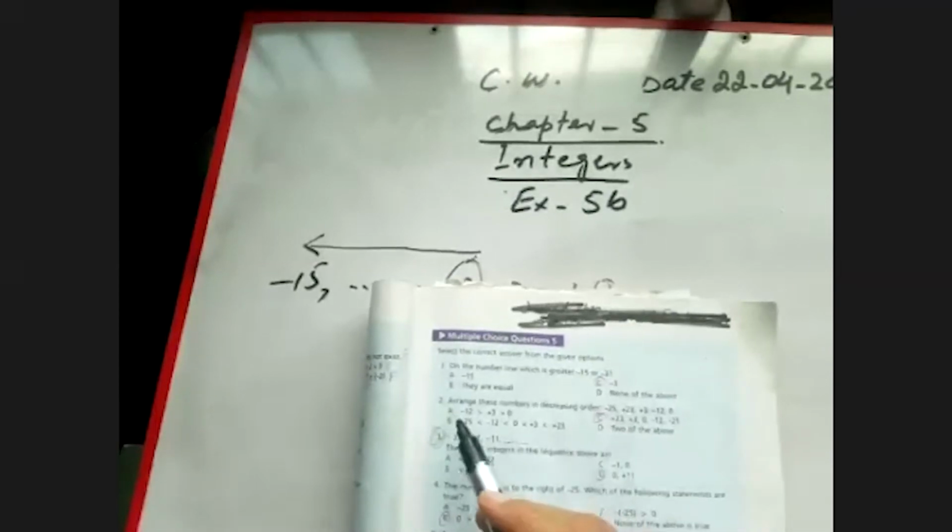Then the second part is arrange these numbers in decreasing order. And the numbers are -25, +23, +3, -12, and 0. Decreasing order means you have to start with the greatest number on the number line. So A part is -12 is greater than +3 is greater than 0. Wrong. B is -25 is less than -12, -12 is less than 0, 0 is less than +3, and +3 is less than +23.